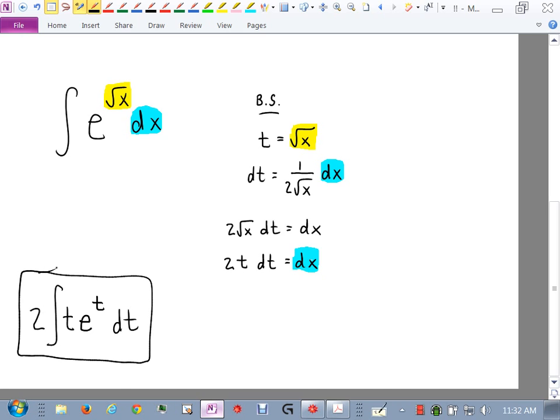Now, what about integration by parts on this? Yes, because if I let my u be t, then in the new integral it's gone. And if I let my dv be e to the t, in the new integral it's itself. So I'll just be integrating e to the t, which is straightforward. See that? Okay, so let's finish it off.